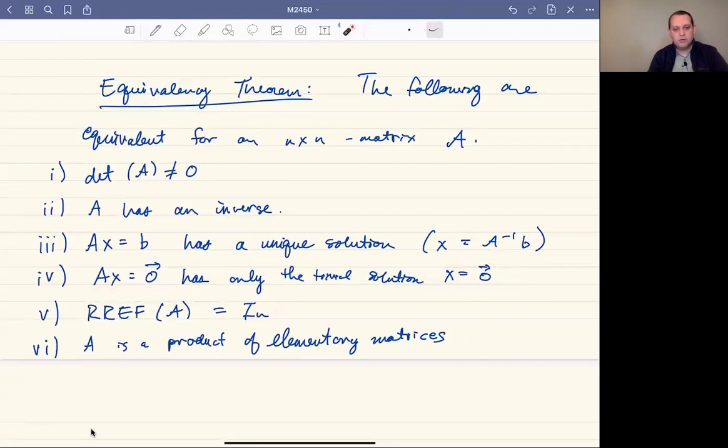Okay, so this is called the equivalency theorem. We're going to add to this theorem as we go along over the course of the semester.